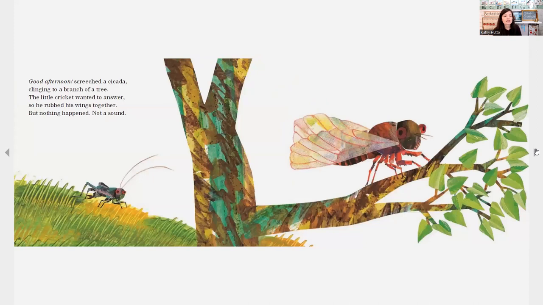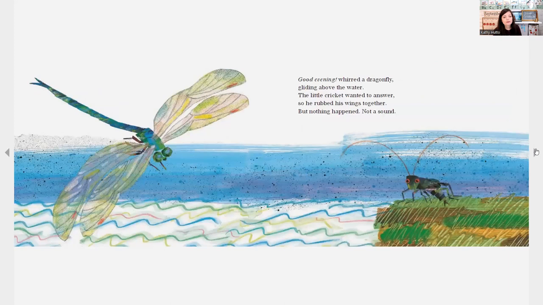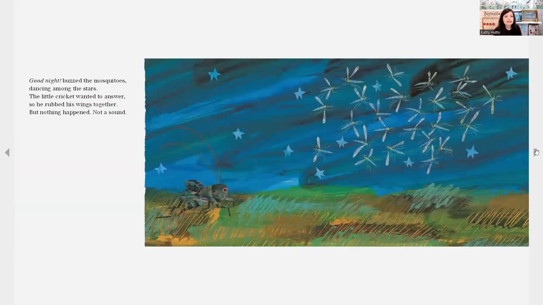"Good afternoon," screeched a cicada, clinging to a branch of a tree. "How are you?" hummed a bumblebee, flying from flower to flower. "Good evening," whirred a dragonfly, gliding above the water. "Good night, zzz," buzzed the mosquitoes dancing among the stars. Each time, the little cricket wanted to answer, so he rubbed his wings together, but nothing happened, not a sound.